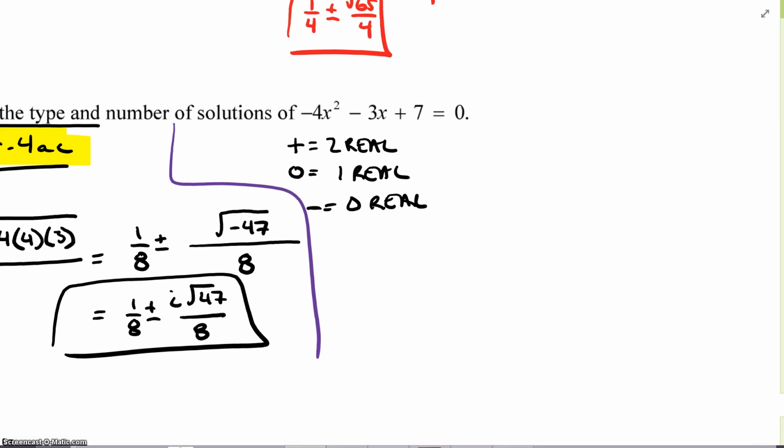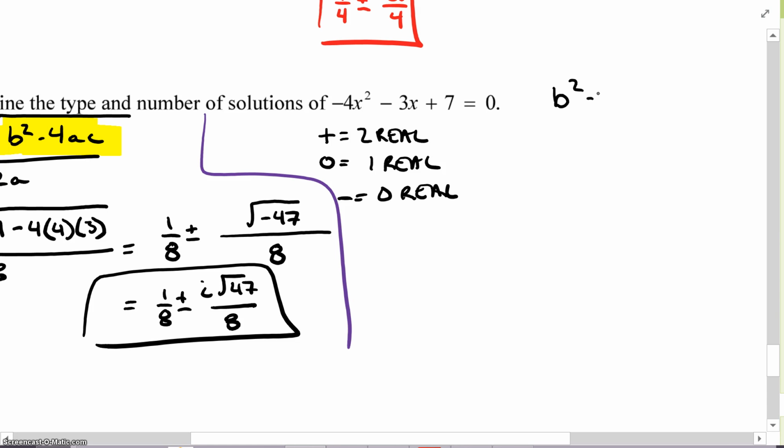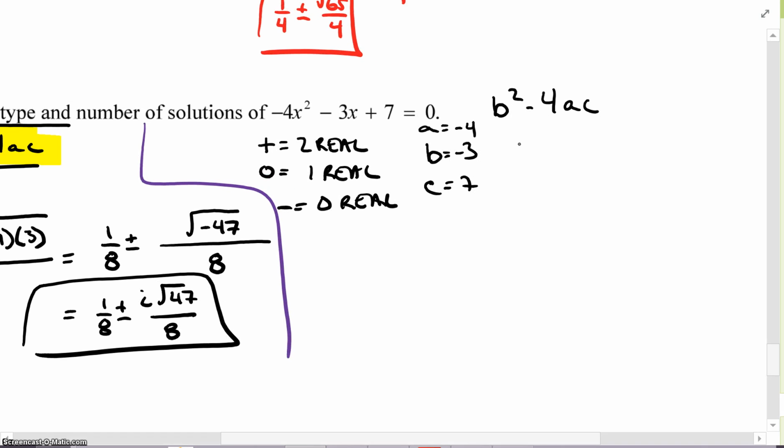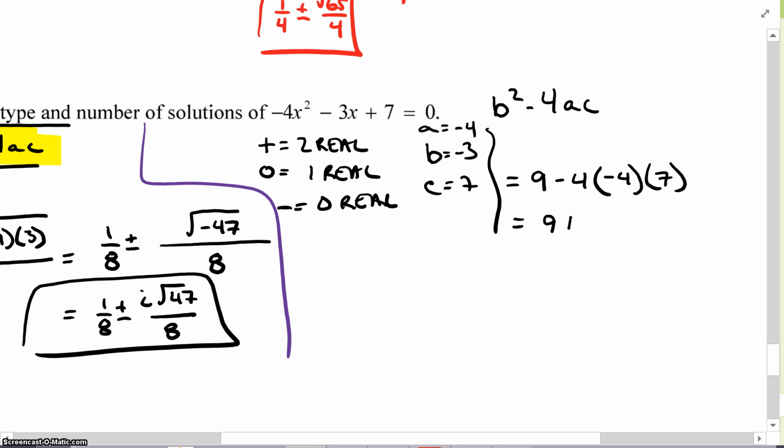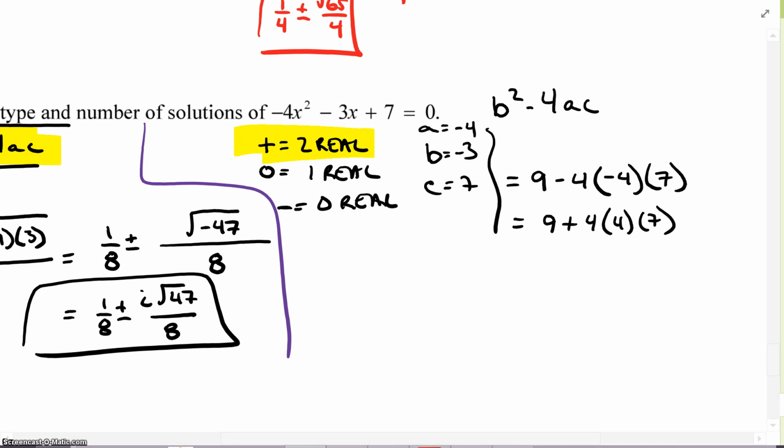Okay, so let's look. I need to know what B squared minus 4AC is. My B value is negative 3. My A value is negative 4. My C value is 7. So B squared would be negative 3 squared, that'd be 9, minus 4 times A, my A value is negative 4, my C value is 7. So I know it's going to be a positive number right now. I don't even need to really go any further. The reason I know it's going to be positive is because it's going to be 9 plus 4 times 7. So it's positive. Being positive, I know there's going to be 2 real solutions.